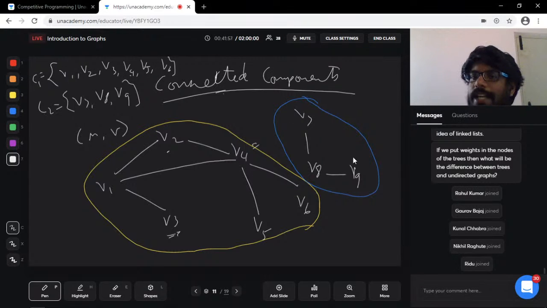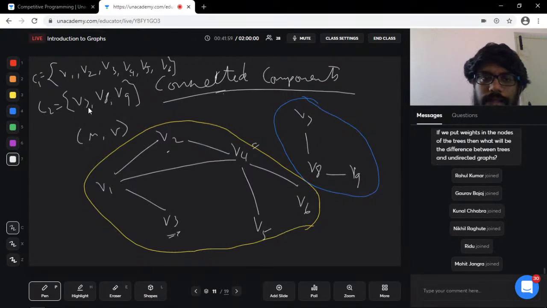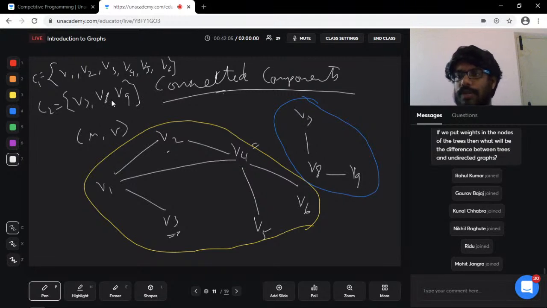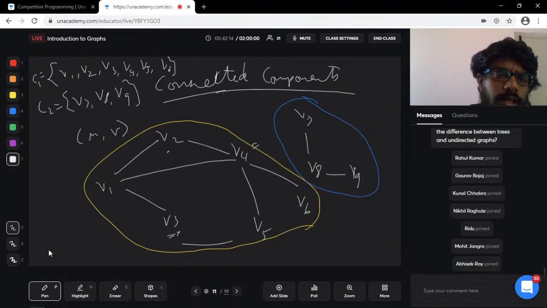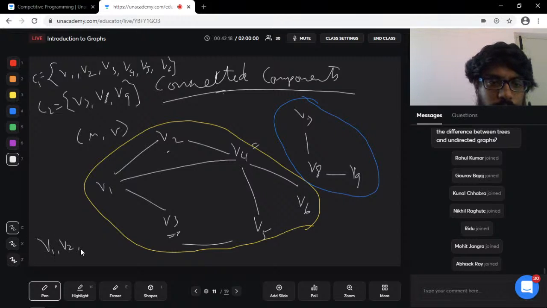Similarly here, take any two vertices in this set, say V7 and V9. V7, V8 or V8, V9. Any two vertices you pick from this and they'll be connected to each other. So if this is the case, then this entire thing is called a connected component. So you might ask, what about the set V1, V2, V4?